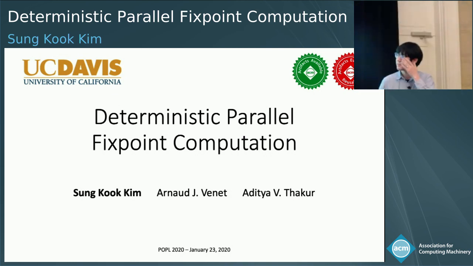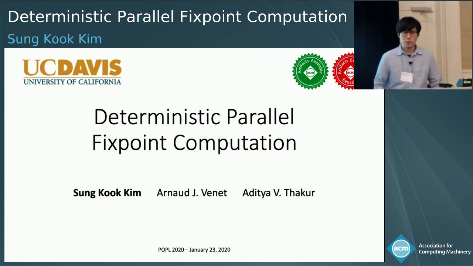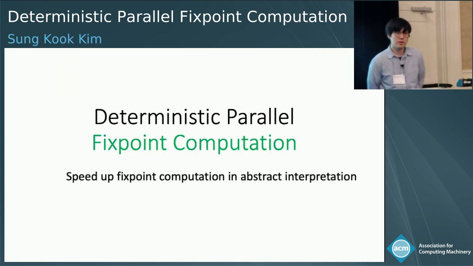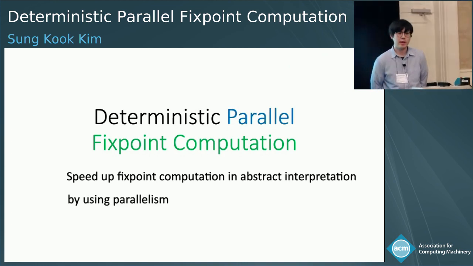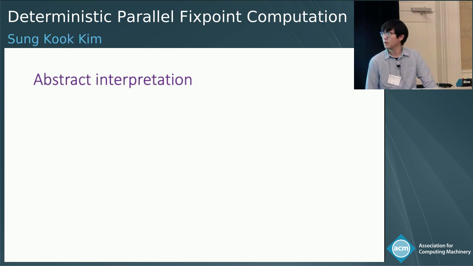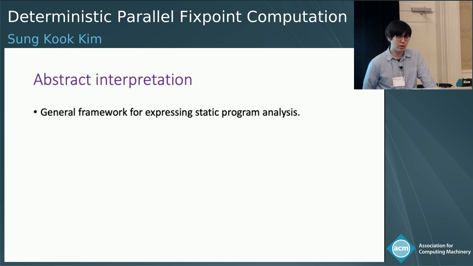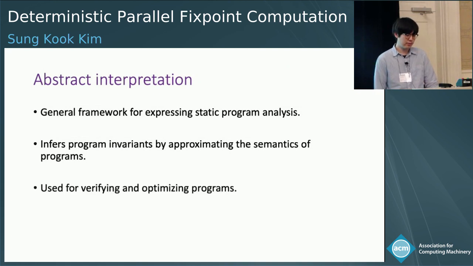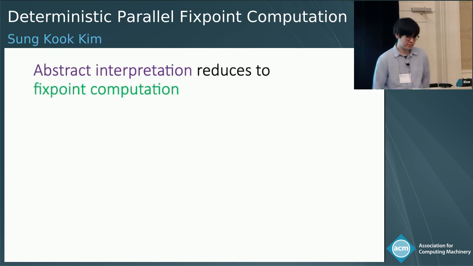Okay. So the goal of our work is to speed up fixed point computation in abstract interpretation by using parallelism while ensuring determinism. That is, we want the same analysis result for every run. Abstract interpretation is a general framework for expressing static program analysis. It infers program invariants by approximating the semantics of programs, and it is used for verifying and optimizing programs.